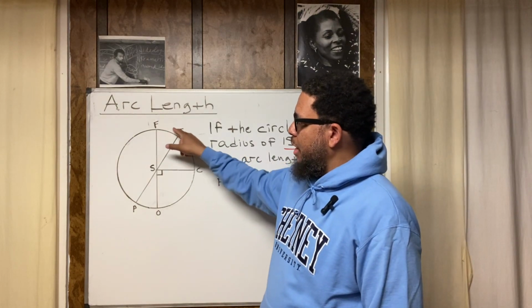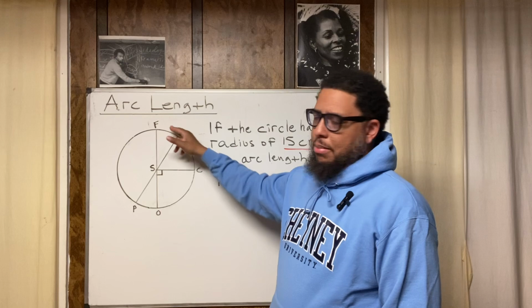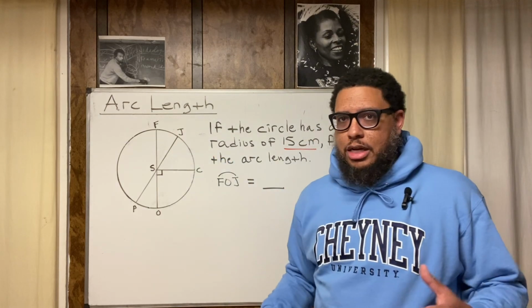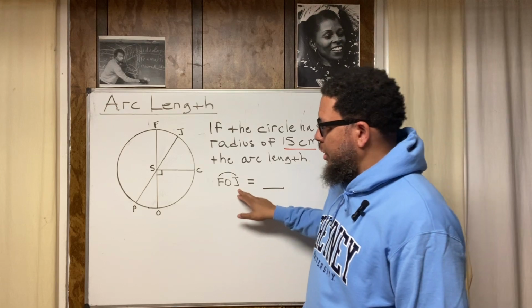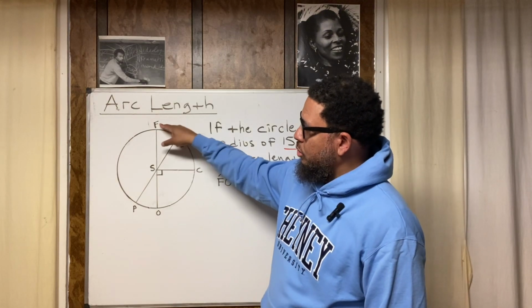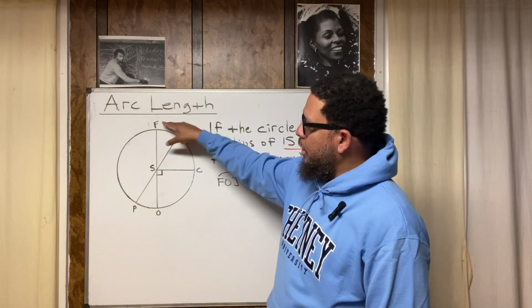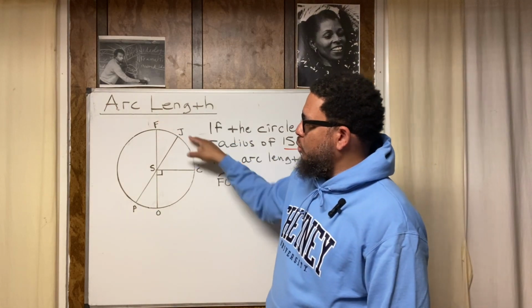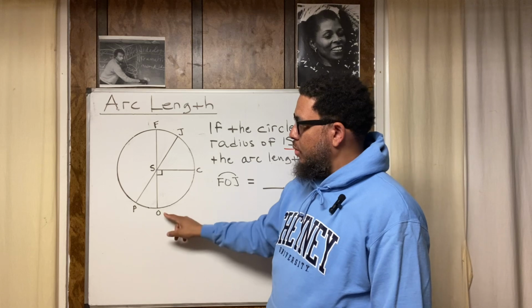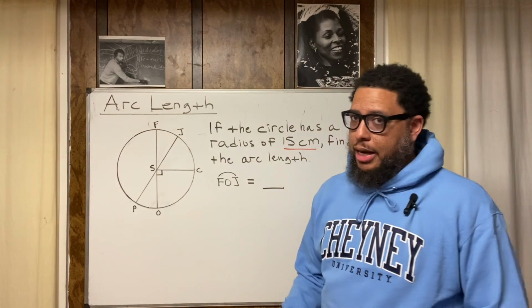So that means it's not going to be just from point F to point J, because that's not a major arc. That's not more than 180. That's not more than a semicircle. It goes from point F through point O all the way to point J. So that also tells you which direction to go. Do you go this direction? No, because you need to start at F and O needs to be the second point you hit. If I go this way, I'm going to hit J first and then I'm going to hit O. That might be FJO, but that ain't FOJ.